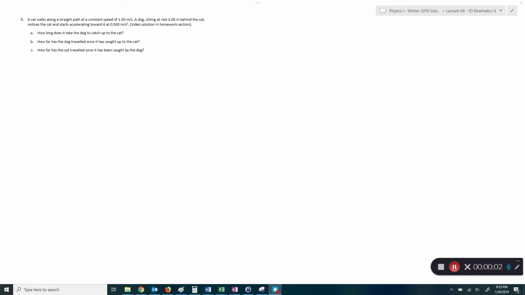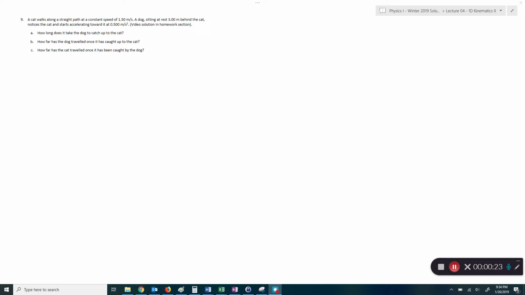Here's another 1D kinematic equation problem with one object catching up to another. A cat walks along a straight path at a constant speed of 1.50 meters per second. A dog, sitting at rest 3 meters behind the cat, notices the cat and starts accelerating towards it at 0.5 meters per second squared. Here's the video solution for this problem.